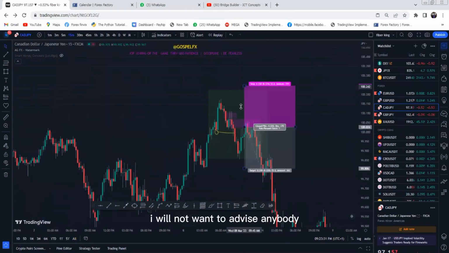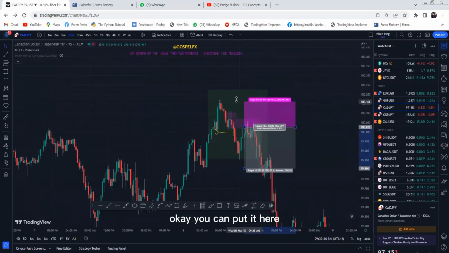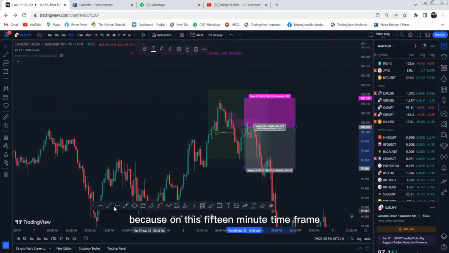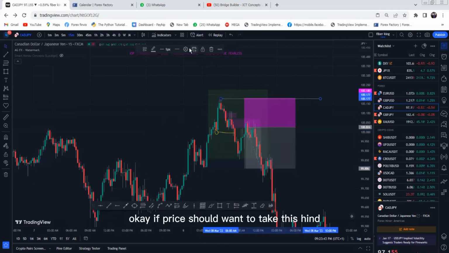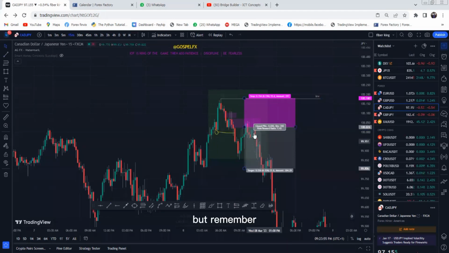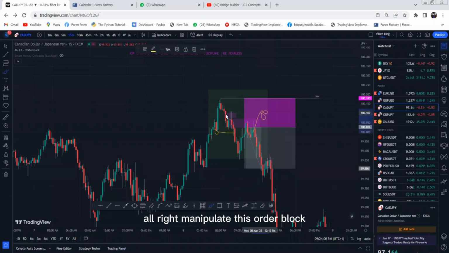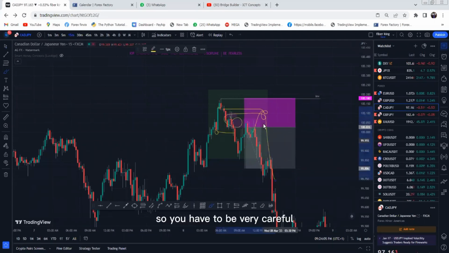I will not want to advise anybody to put a stop loss as small as this. You can put it here, because on this 15-minute time frame, this is my invalidation. If price should want to take this high, I want to sit on my hands and see what will happen next before I take any other trade. But remember, I said price inside this can manipulate this other block, maybe retest this one again before selling. So you have to be very careful.